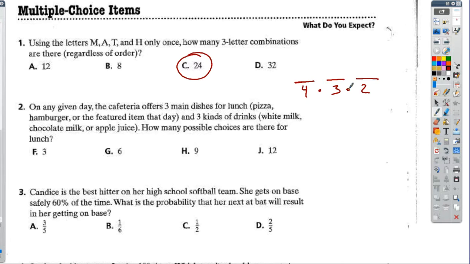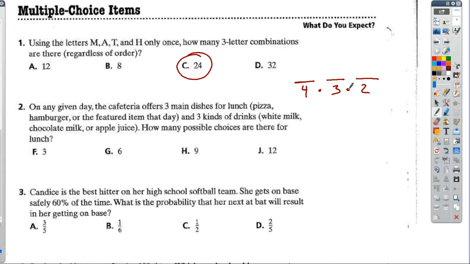On any given day, the cafeteria offers three main dishes for lunch: pizza, hamburger, and the feature item of the day. Good luck on that one. And three kinds of drinks: white milk, chocolate milk, and apple juice. How many possible choices are there for lunch? Well, there are a couple ways we can do this. We could do a counting tree, or we could also do an area model.